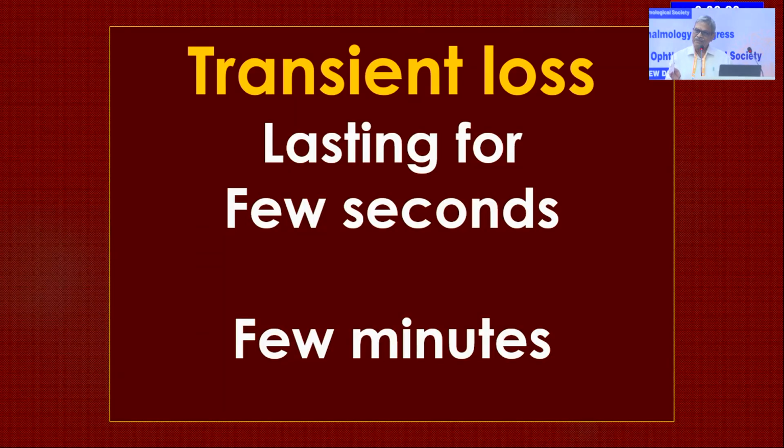Whereas suppose the same transient loss lasts for a few minutes, never forget migraine. These two things: transient loss lasting a few seconds, then a few minutes. Never forget, as an ophthalmologist, transient loss can also occur in a case of previous attacks of angle closure glaucoma. That's the most important thing. Transient loss of vision can occur in glaucoma patients also.